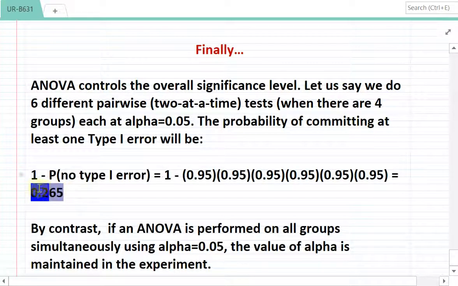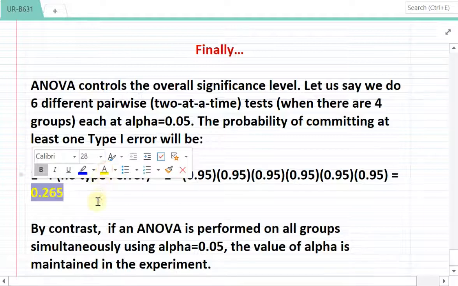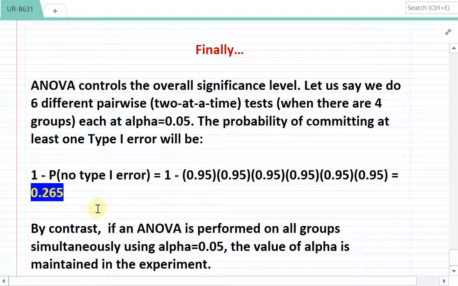And there you go. Let me jazz that up for you. There is 26.5%. So it really doesn't look like 0.05 anymore, huh? The effective error is actually far more than that. It's more than 5 times the probability that you're going to declare something significant. So I'm just going to show you, that is why we do ANOVA. ANOVA controls the overall alpha. When we say alpha 0.05 in the ANOVA, the overall alpha is controlled to be 0.05.